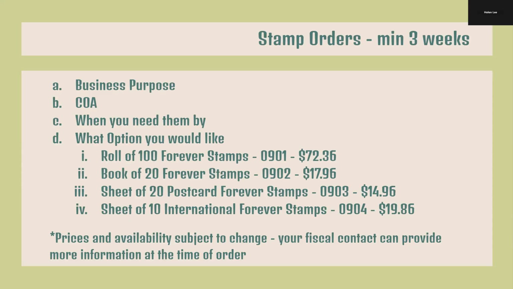So there are currently 4 different types of stamps. There's a roll of 100 forever stamps, book of 40 forever stamps, sheet of 20 postcard forever stamps, sheet of 10 international forever stamps. And these are all the prices associated with them. Now, the prices and availability of these are subject to change. So whenever you submit that order, your fiscal contact can provide more information on the price and availability of them.